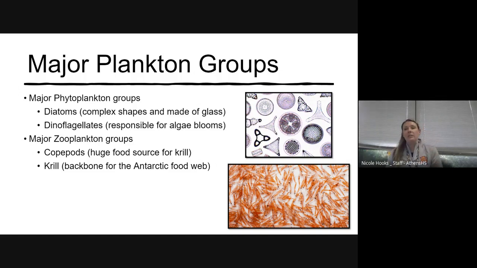We'll talk about one of those, if we haven't already, called Pfiesteria, which is a North Carolina dinoflagellate that can be very damaging to fishes. And then our two major groups of zooplankton are copepods and krill. So copepods are a huge food source for krill, and krill are the backbone of the Antarctic food web.